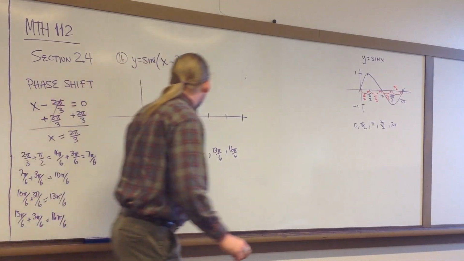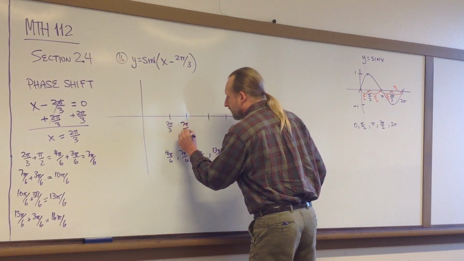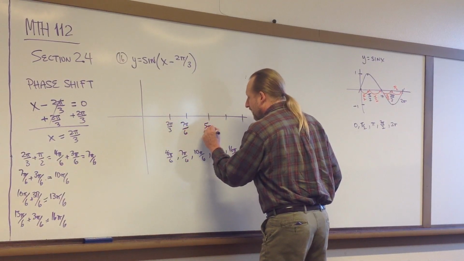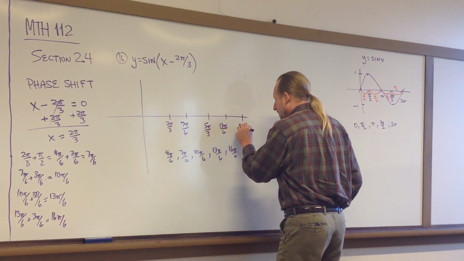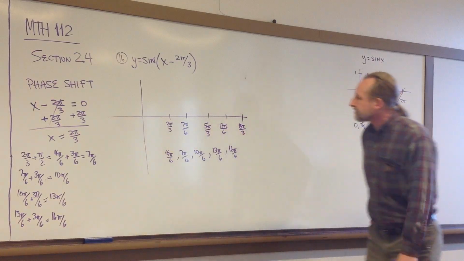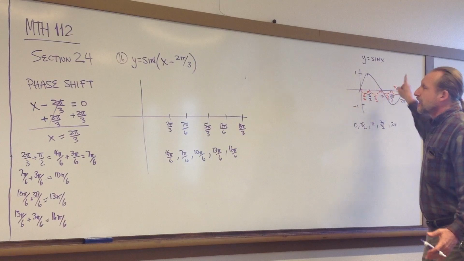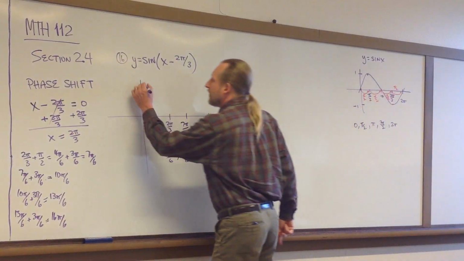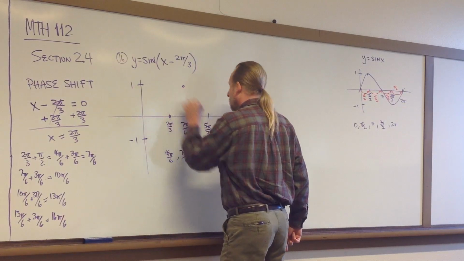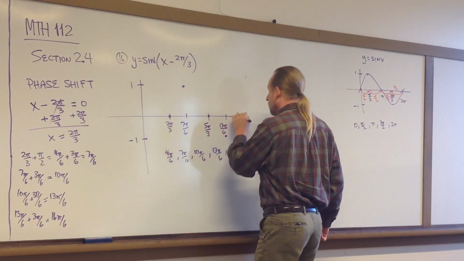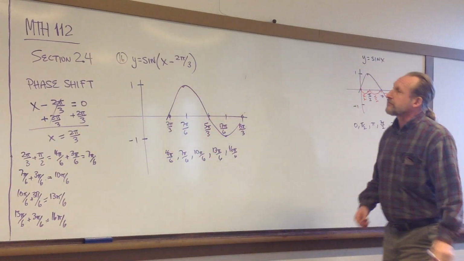So the ones that have common factors need to be reduced. This one will stay 7 pi over 6. That one's 5 pi over 3, 13 pi over 6, and then 8 pi over 3. So there's our 5 quadrantal angles, right? This is a sine function, so those correspond to the 0, maximum, 0, minimum, and back to 0. And there's a sketch of our graph.